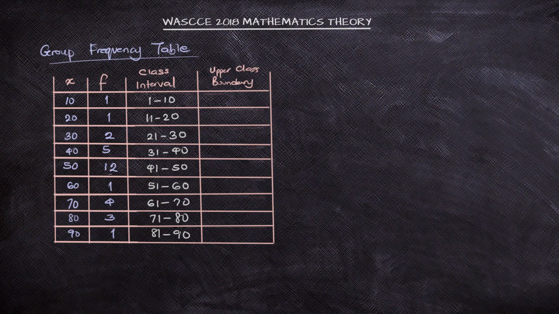Now, after filling this table, we can get the upper class boundary. The upper class boundary will be the first entry in the class interval minus 0.5, and that will be 1 minus 0.5, which is 0.5. The next one will be 11 minus 0.5, which is 10.5. The next one, 21 minus 0.5, 20.5, and so on.